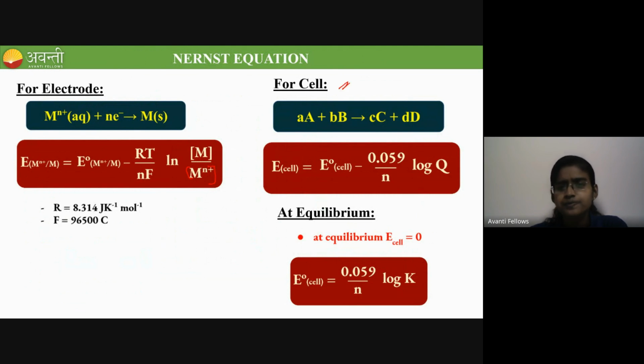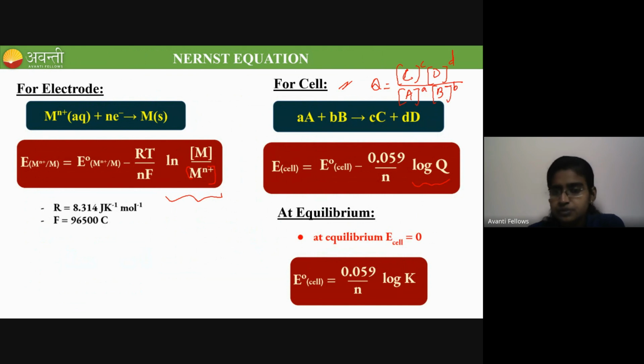And for the cell, for a particular reaction aA plus bB giving cC plus dD, this ln concentration term gets converted to log Q, where Q is equal to concentration of C to the power c into concentration of D to the power d by concentration of A to the power a into concentration of B to the power b. This is nothing but Q.